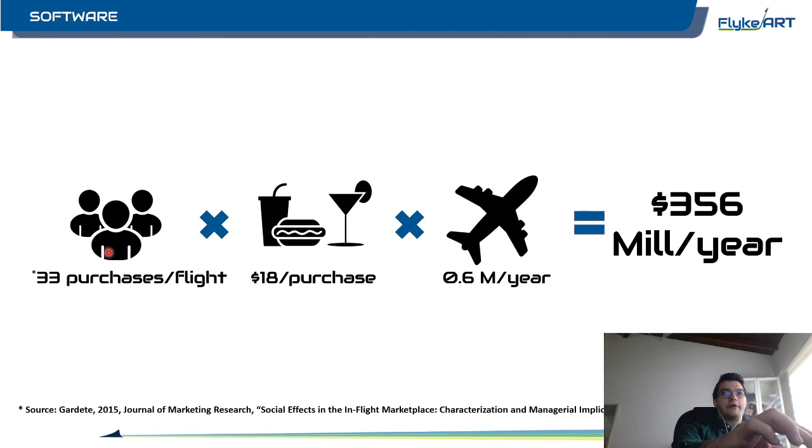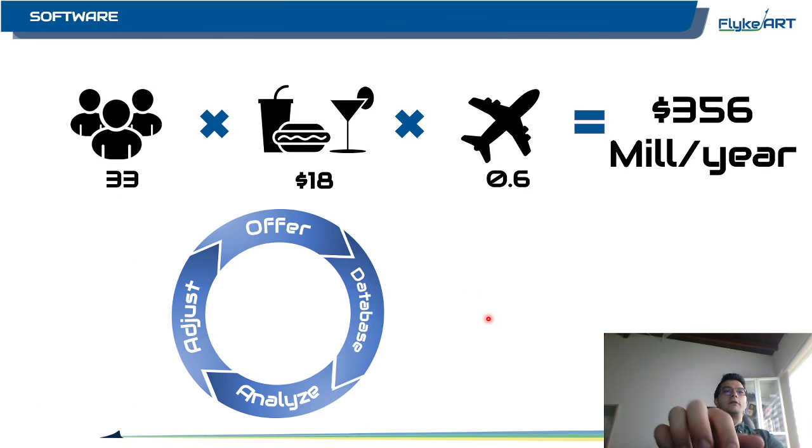And so we have three variables, right? The number of purchases per flight, the amount spent per purchase, and the number of flights per year. So we wanted to know which one of these three variables we can actually increase, and what's the impact of increasing that.